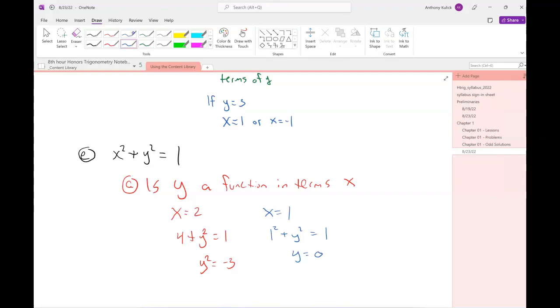Let's pick another value. Who whispered 0? Did somebody whisper 0? Nobody wants to take credit for that? I heard somebody whisper 0, I thought. That would be a good one to try.